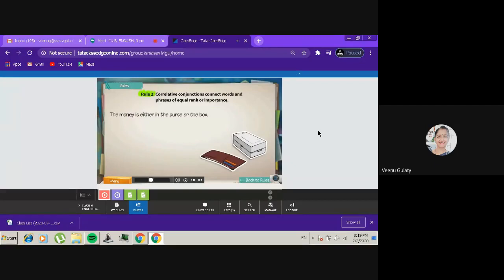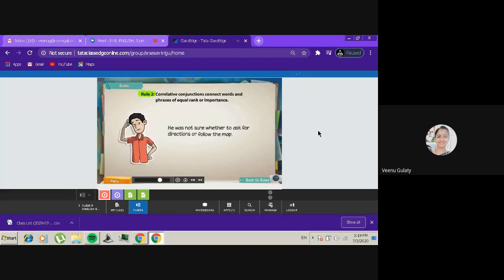Similarly, when you use correlative conjunctions to join phrases, you have to make sure that they are grammatically equal. For example, in this sentence, one phrase starts with a preposition, whereas the other phrase does not. The phrases must be grammatically equal. We can correct the sentence by adding a preposition to the second phrase.